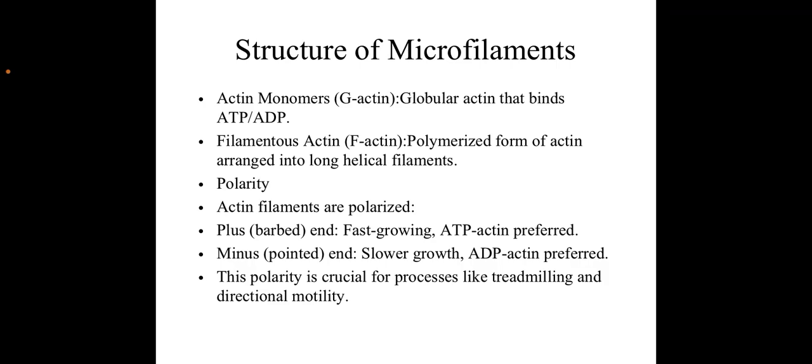If we talk about the structure of microfilaments, actin monomers, G-actin, bind with ATP and ADP. F-actin is the polymerized form of actin, arranged into long helical filaments. If we talk about polarity, actin filaments are polarized: the plus or barbed end is fast growing and prefers ATP-actin, and the minus or pointed end has slower growth and prefers ADP-actin. This polarity is essential for processes like treadmilling and directional motility.